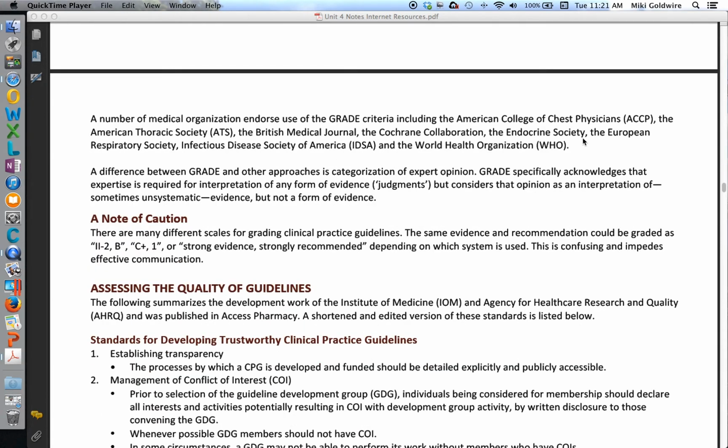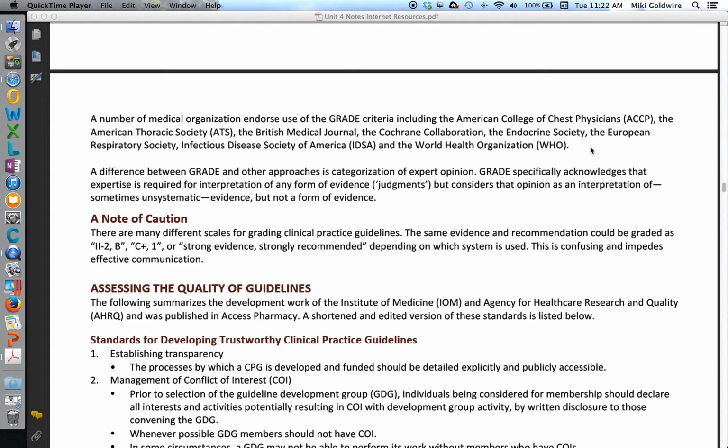A number of medical organizations endorse the use of GRADE criteria, including the American College of Chest Physicians, the American Thoracic Society, the British Medical Journal, the Cochrane Collaboration, the Endocrine Society, the European Respiratory Society, Infectious Disease Society of America, and the World Health Organization.